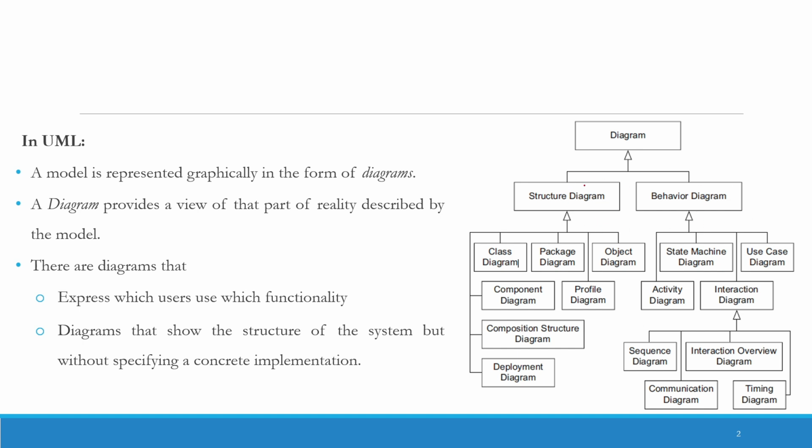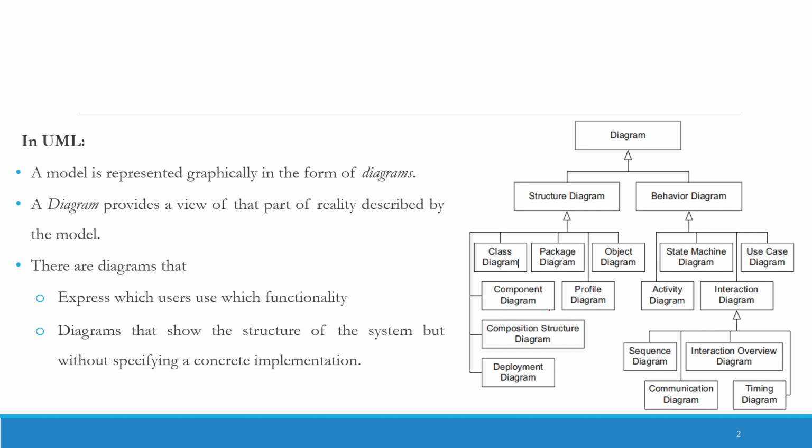So generally we have two types of diagrams: the structure diagram and the behavior diagram. The structure diagram most of the time expresses the structure of the system, or it expresses the system at rest, representing only the static aspects of the system. Whereas the behavioral diagram represents the dynamic nature of the system.